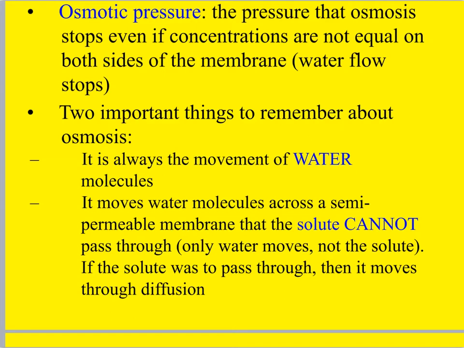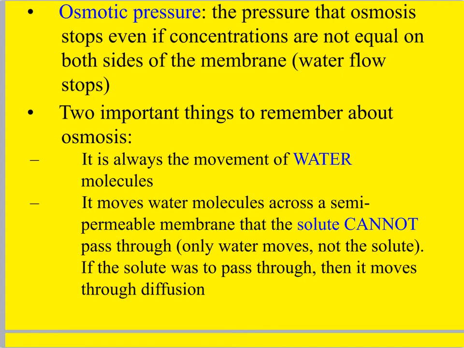So osmotic pressure is the pressure that osmosis stops at, even if your concentrations are not equal on both sides of the membrane. Typically, osmosis would stop if you had equal amounts on both sides of the membrane. But osmotic pressure is when water flow stops and they are not equal.